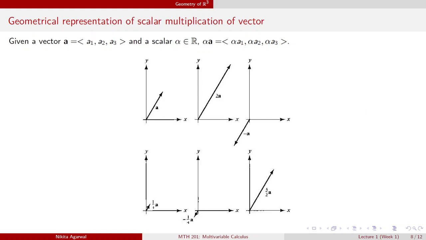So what is the upshot? If you multiply by a positive real number, it gets scaled by the same amount in the same direction. If you multiply by a negative real number, it gets scaled by a certain magnitude in the negative direction.